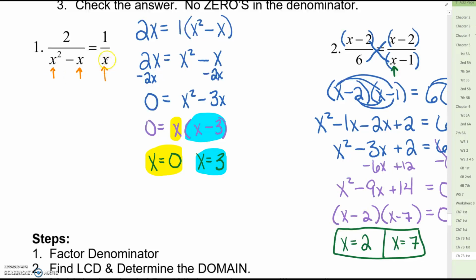So if I put 0 in, what happens if I put 0 in place of this x? We have a denominator equal to 0. We can't have that because you can't do 1 divided by 0. So 0 is an extraneous solution. Now try 3. If we put a 3 right here, that's fine. 3 squared minus 3, that's not 0, so it's fine. So x equals 3 would be our solution.